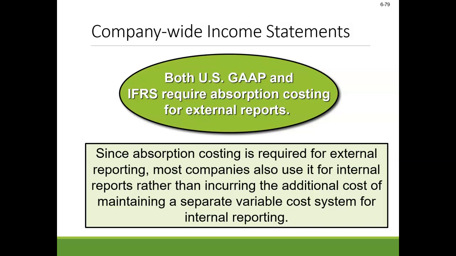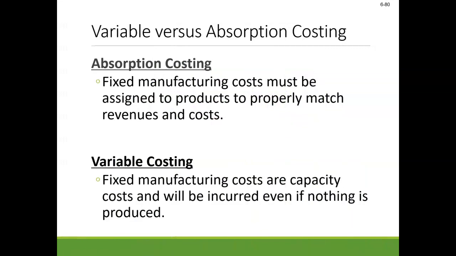Remember, all of these tools are used for internal purposes, for management to make better decisions. Generally accepted accounting principles are for external financial statement purposes and require absorption costing. So because it's required externally, most companies use it internally rather than taking the time to come up with various other formats of helping to make decisions, such as this variable costing.